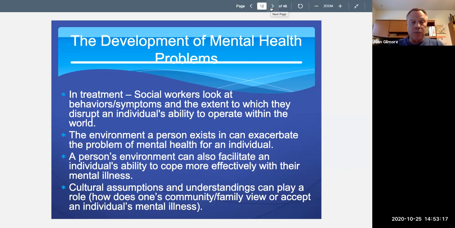Cultural assumptions and understandings can play a role. How one's community or family view or accept an individual's mental illness certainly can play a big role. So if it's acceptable or it's acknowledged that somebody in your family is a little bit different than everybody else, somebody in your neighborhood is a little bit different than everybody else, but they're not shamed or stigmatized or isolated. They're accepted, and everyone grows to try to understand what's unique about that person. Then you're talking about a culture that's really supportive and working to try to make sure that individual has everything that they need to be able to successfully thrive.